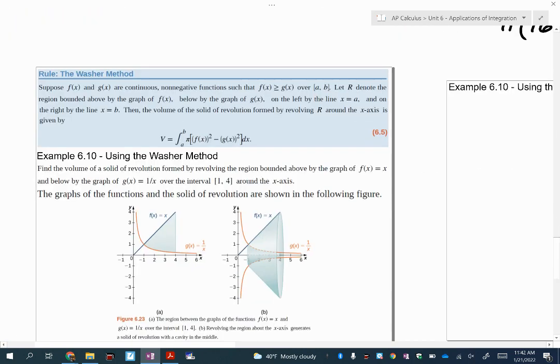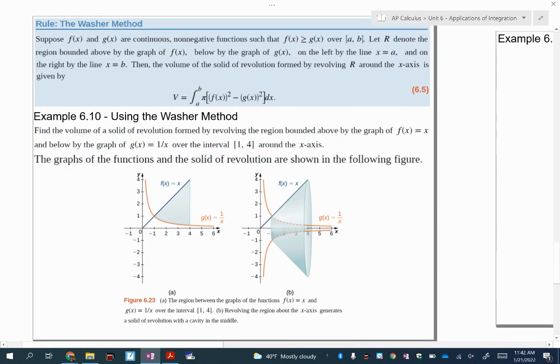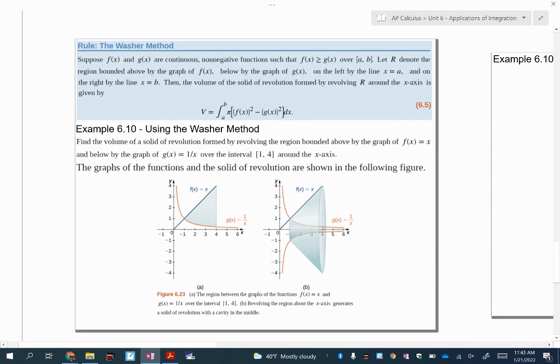Okay, let's try the washer method. All right, it's our last one. Now, the washer method, essentially where this came about is that it's the area between two curves rotated around. And what happens when they do this, whether it's because it's between two functions or because of some other line involved, is that it creates a gap in your solid of revolution.